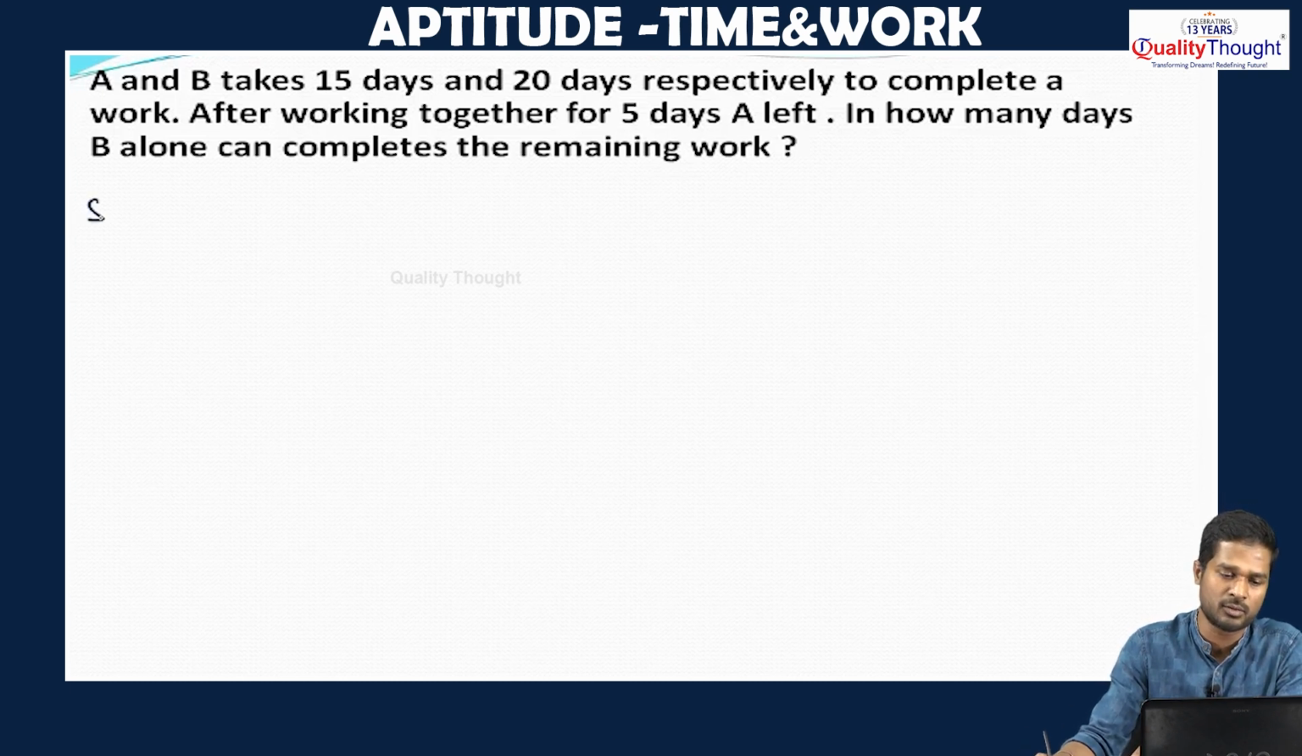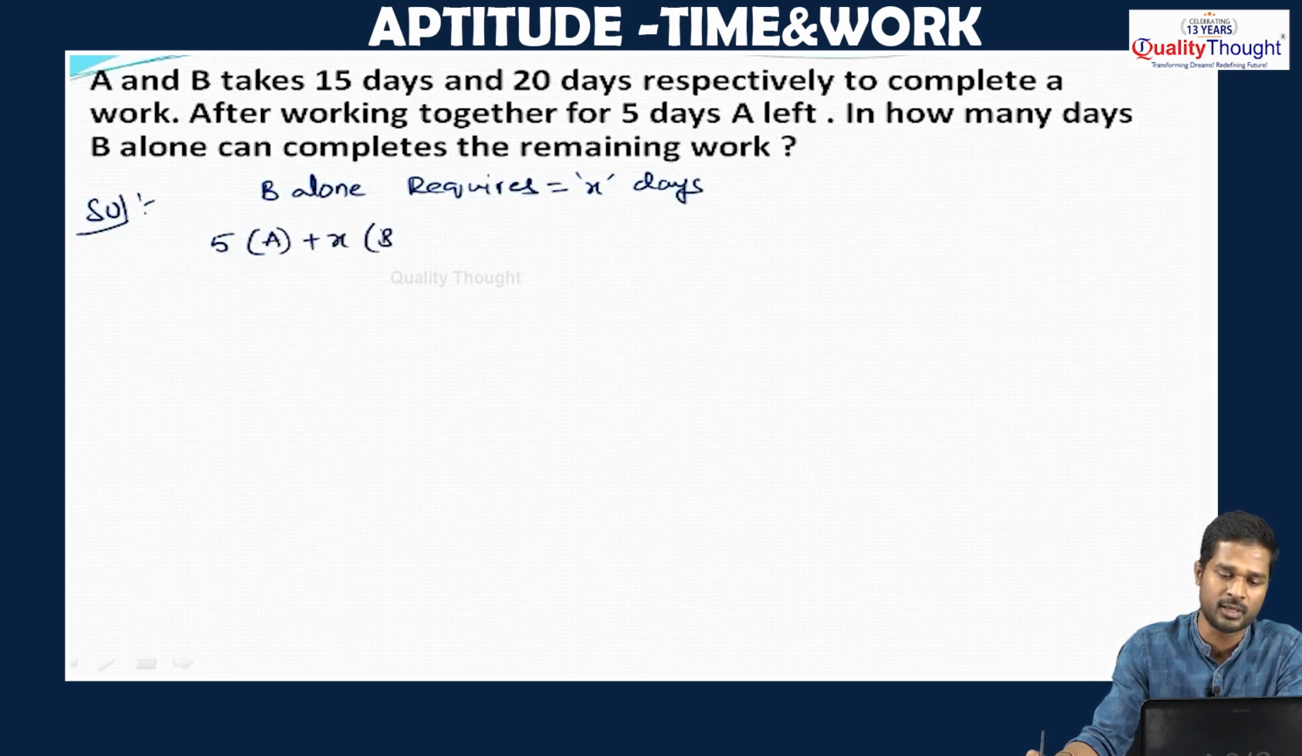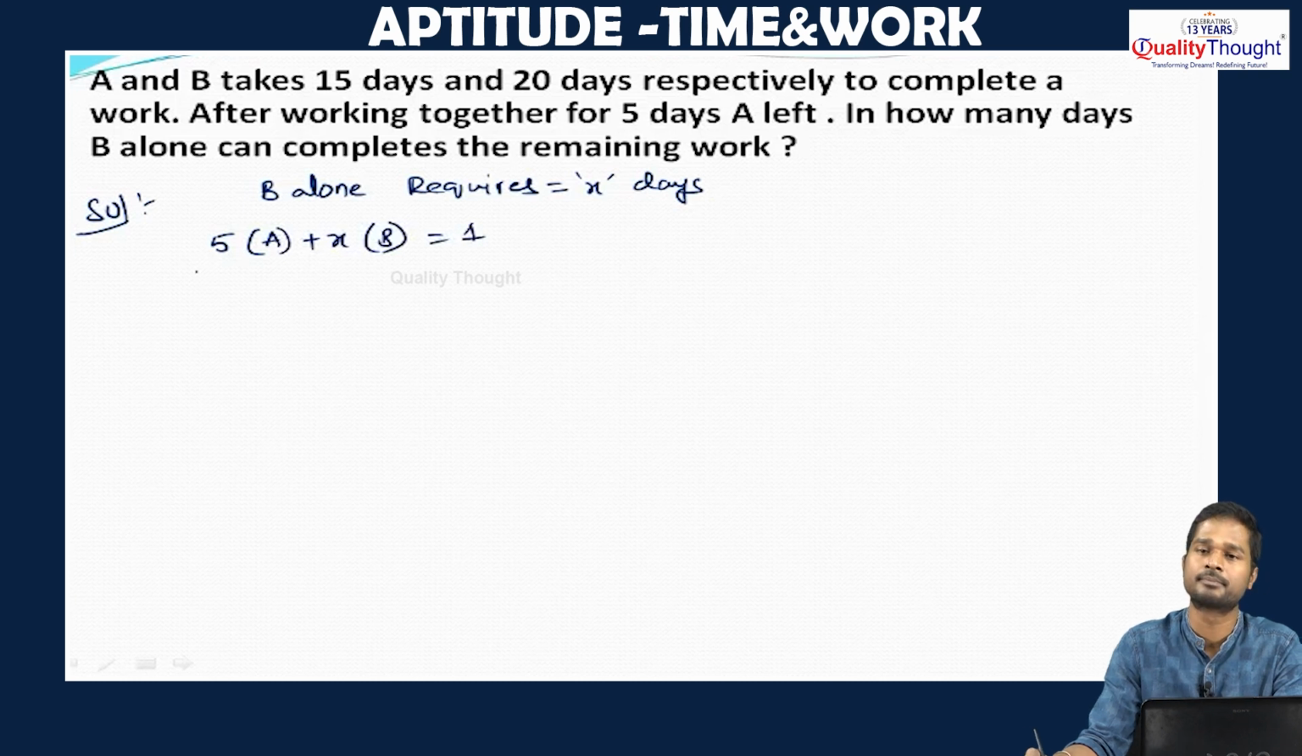Let us see again both methods. Let us see the first, the equation method. A will take a total of 15 days and B takes a total of 20 days. So let us take that B alone requires x days to complete the remaining work. Now check here. A started and he worked for 5 days. So 5 days work of A plus x days work of B is nothing but 1. A worked for 5 days, then he left. Now B will come and complete the work, so he will work for x days.